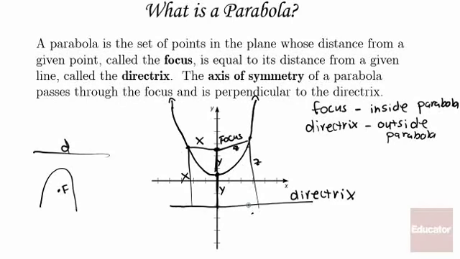The axis of symmetry of the parabola passes through the focus and it's perpendicular to the directrix. In this case, the y-axis is the axis of symmetry. It's right here. And you see that it passes through the focus and it forms a right angle. It's perpendicular to the directrix.